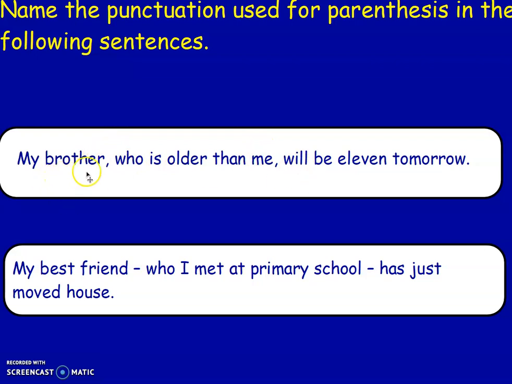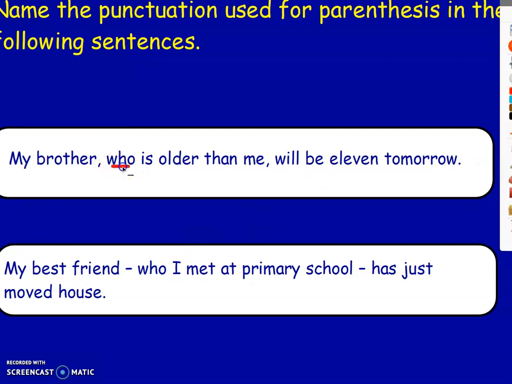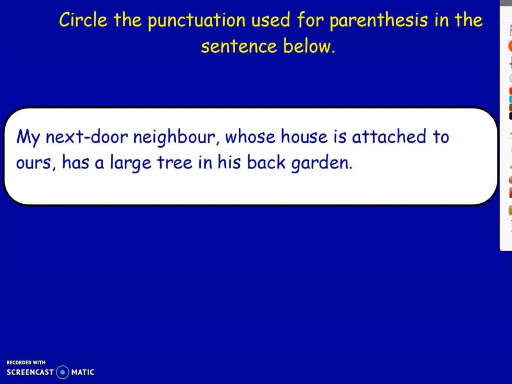We can see it. My brother, who is older than me, will be 11 tomorrow. So we know from that the person's brother who wrote this sentence is older than them because they've used commas here to add extra information. This bit is the parenthesis. My best friend, who I met at primary school, has just moved house. So again, the dashes are used and the extra information is there. We know somebody's got a best friend, and we know how long they've been friends because we've been told when they met.